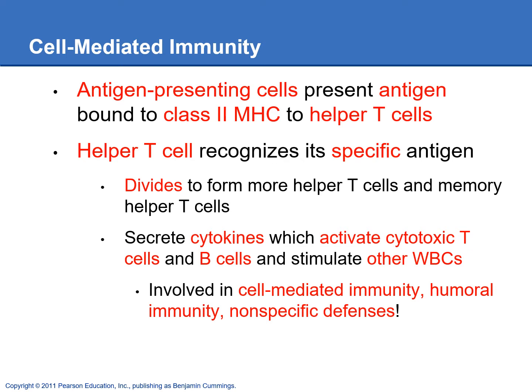So the helper T cells' big job is to secrete cytokines, which are chemical messengers, and that'll give the green light to activate the cytotoxic T lymphocytes that recognize that antigen, and also give the green light to the B lymphocytes that recognize that particular antigen to go ahead and start dividing. And the helper T cells also help activate the non-specific defenses as well.